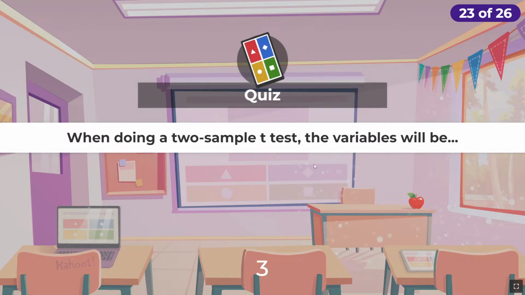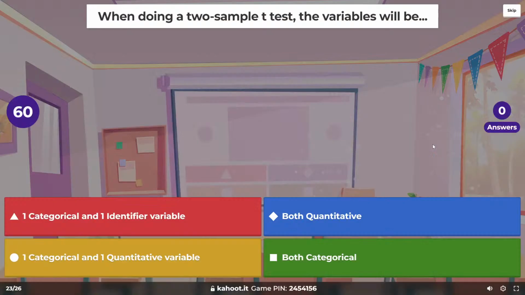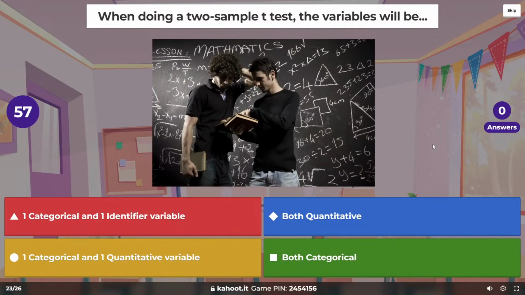When doing a 2-sample t-test, the variables will be what? This one tricks people all the time. We've seen a lot of these today, so think about the examples we've seen. Put one of the examples in the chat, and if you remember the example, you'll know the 2-sample t actually requires this. A lot of people, because they know what the t is for, think it's something else. This is why I put this one in here.